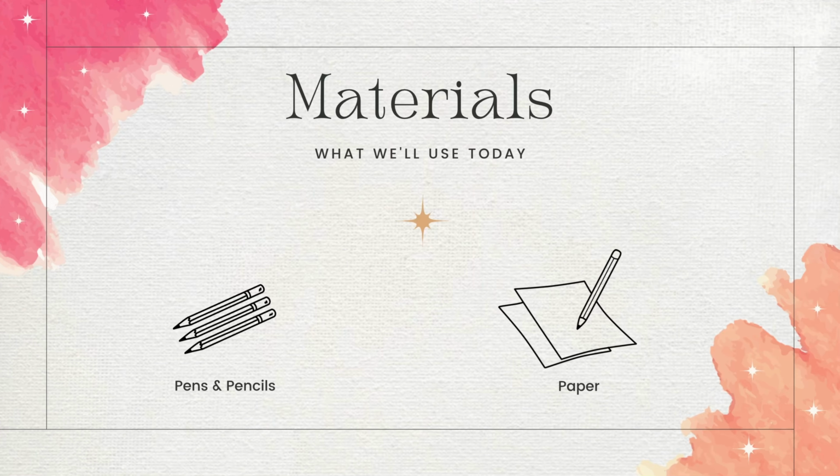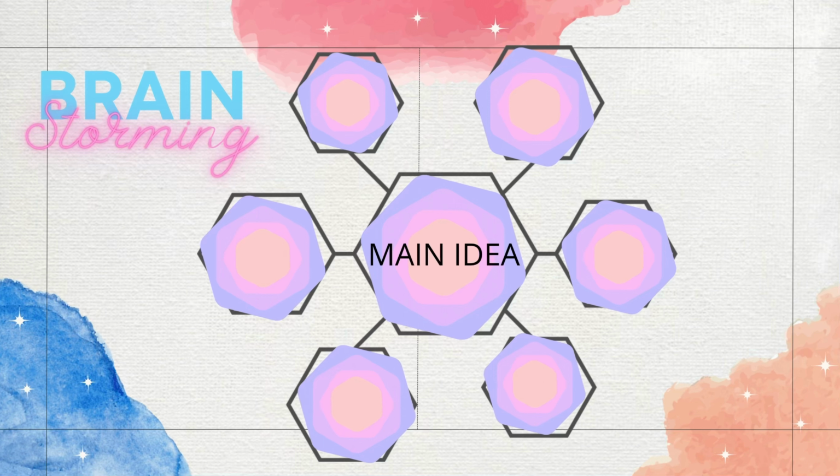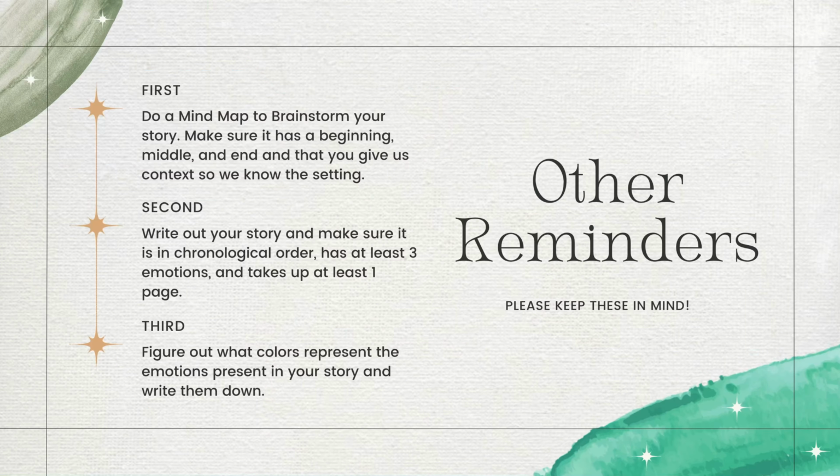You're just going to need a writing utensil and paper, but you are going to create a brainstorming mind map that is like this, where you have a main idea in the center and your emotions on the sides, and then you're going to branch off from those emotions and tell me what types of things are going on during the course of that. So here's just some other reminders, do a mind map, then you're going to write it out, and then you're going to figure out which colors represent the emotions present in your story, and you're going to write them down so that you don't forget.